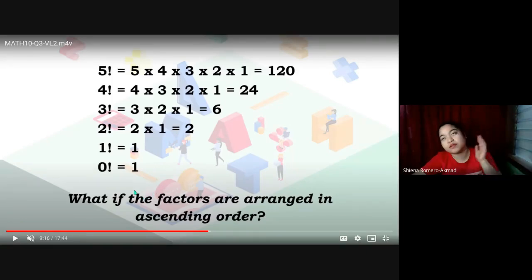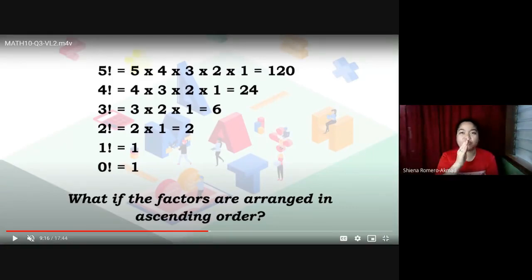Now, what if the factors are arranged in ascending order? Kunwari naging 1 times 2 times 3 times 4 times 5. Is it 5 factorial also? Does it change anything? Hindi po. So, kahit in ascending order pa yan, or minsan kahit 3 times 2 times 5 times 4 times 1, magkakaiba-iba. But still, that is a product of that integer and the positive integers less than it. Still, that's factorial. Okay? Huwag kayo masasanay na magkakasunod-sunod siya. Eh, paano kung jumbled yan? But still, it's equal to 5 factorial.